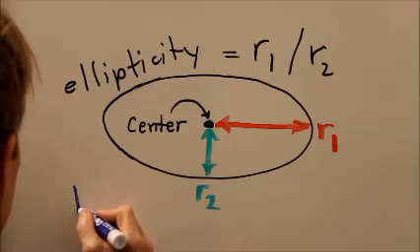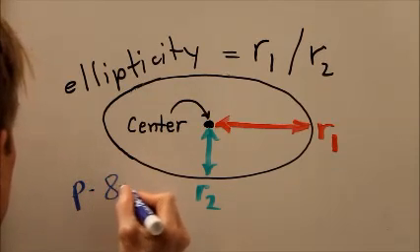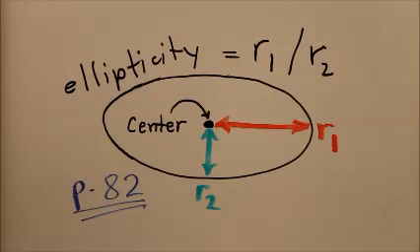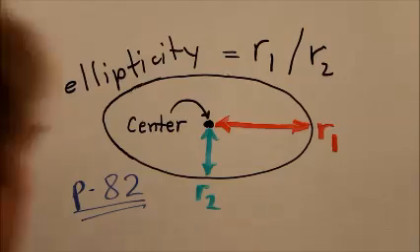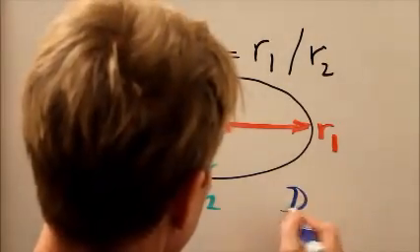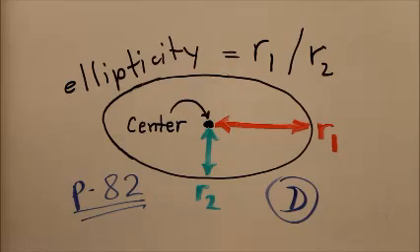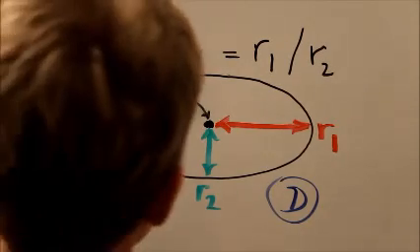I recommend that if you're confused by this, you go back and read page 82 of the book. It explains that concept in a little more detail than I'm able to do here. But the correct answer to this question is D. How much the figure differs from a perfect circle.